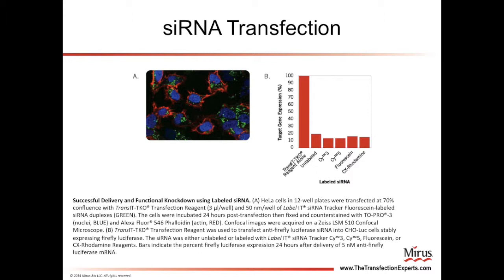In B, you can see the level of gene knockdown caused by the transfection of this siRNA. The level of expression is normalized to 100% for cells that were only treated with a transfection reagent. For cells that were treated with a transfection reagent and siRNA, the level of expression falls below 20%, regardless of whether the siRNA was unlabeled or labeled with a fluorophore such as Cy3, Cy5, fluorescein, or rhodamine.